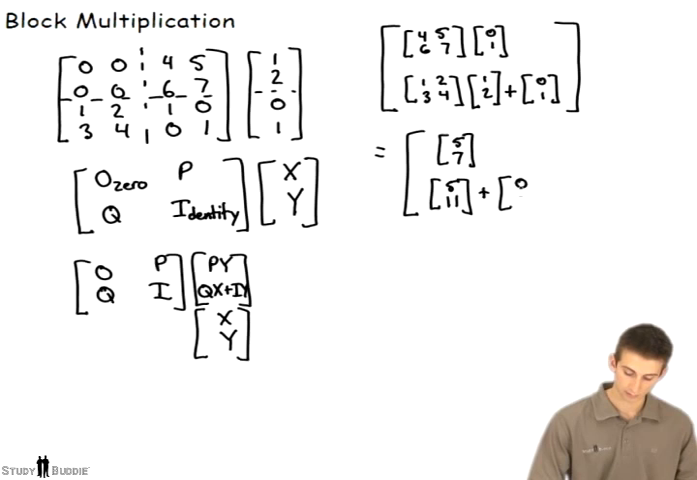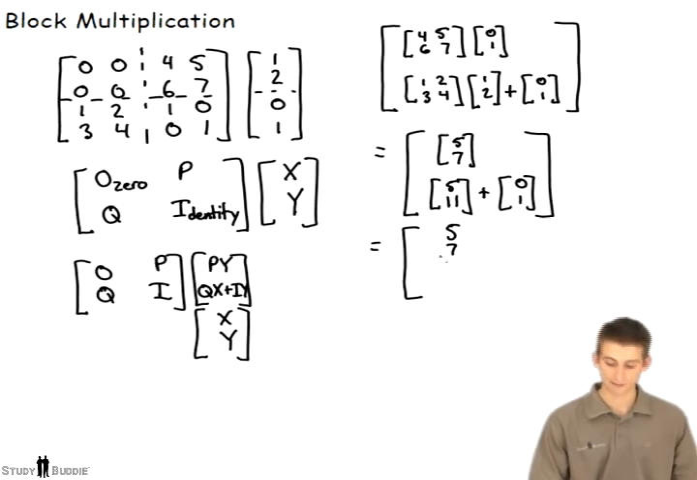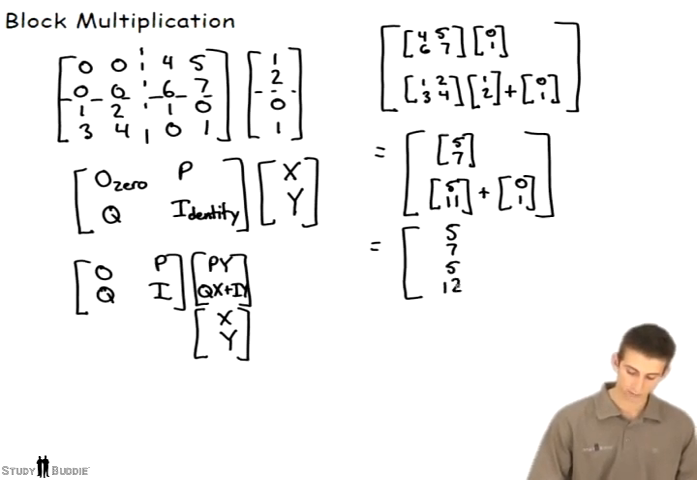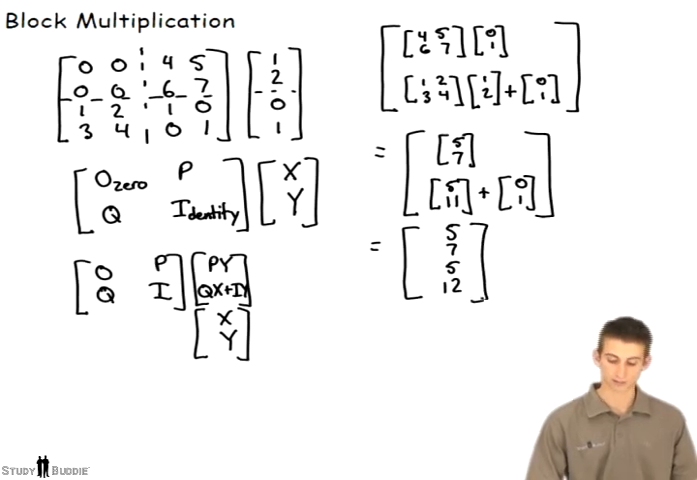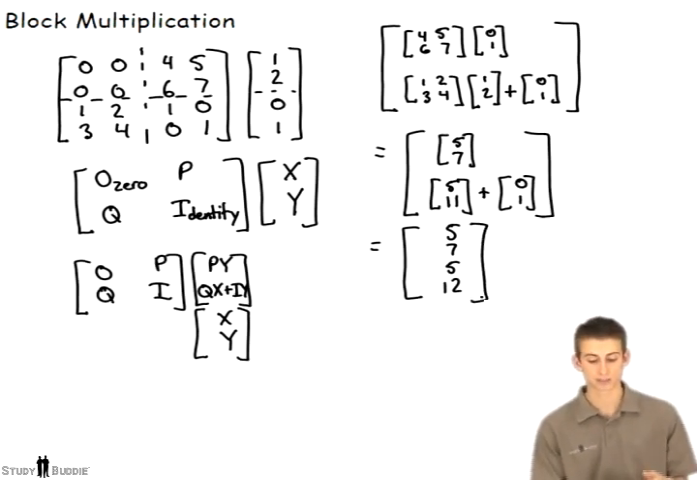We're adding 0, 1. And that's going to give us a new matrix, 5, 7, and then we've got 5, 12 at the bottom here. That's 11 plus 1 and 5 plus 0. And that is our resulting matrix. And that would be the same matrix as if we just multiplied the original two.